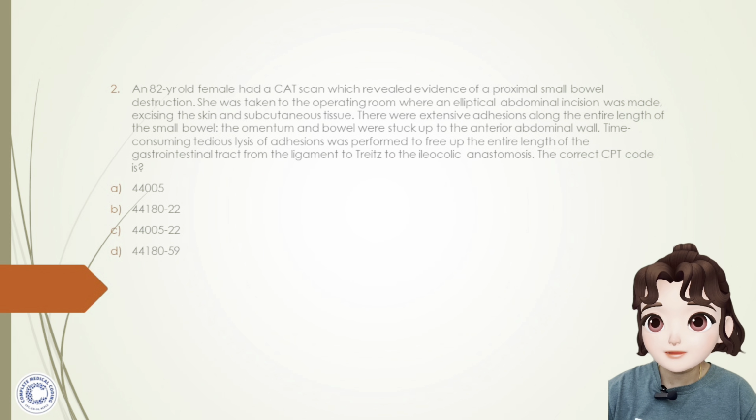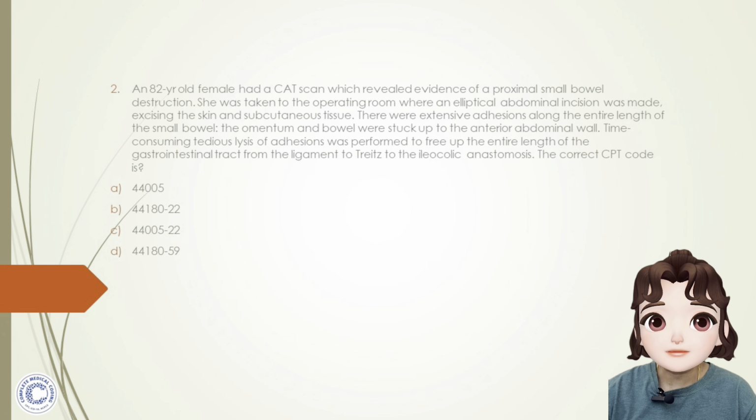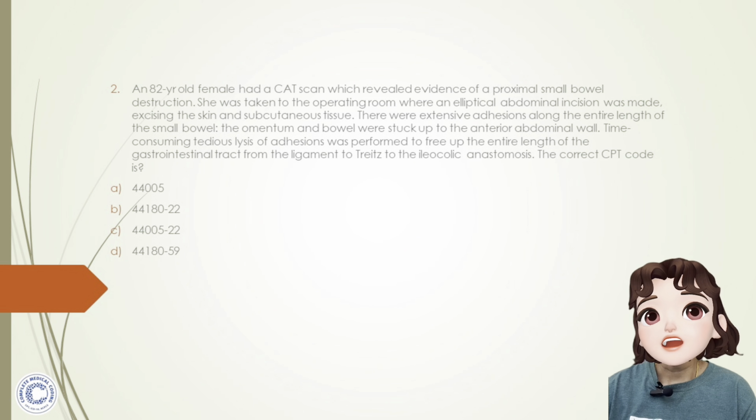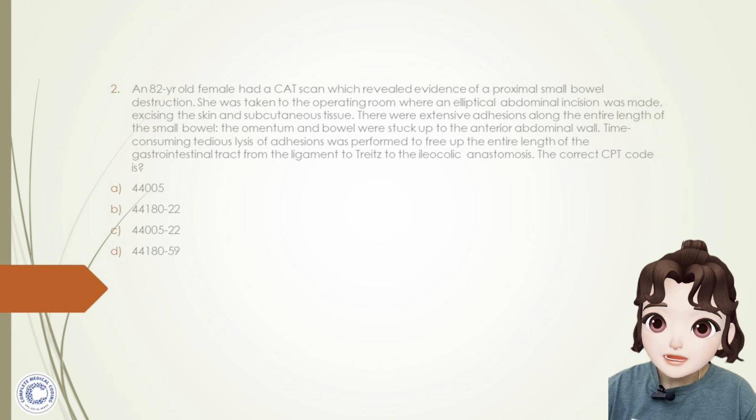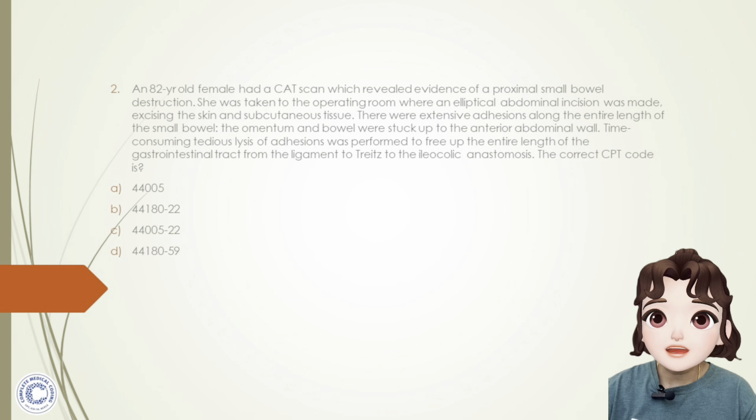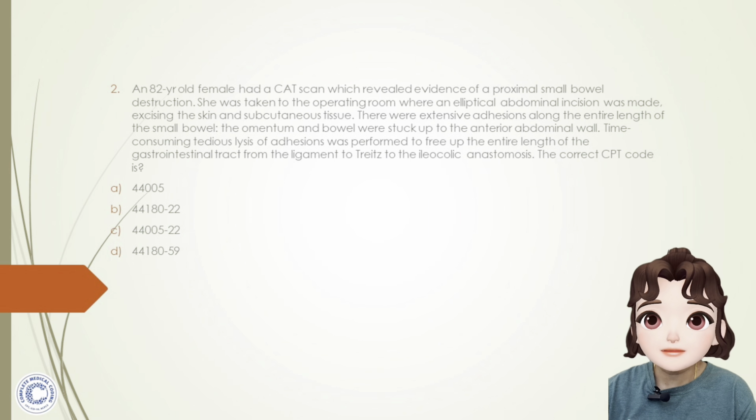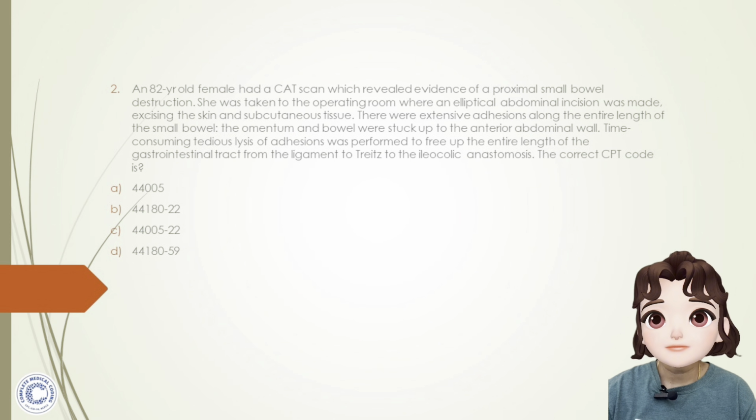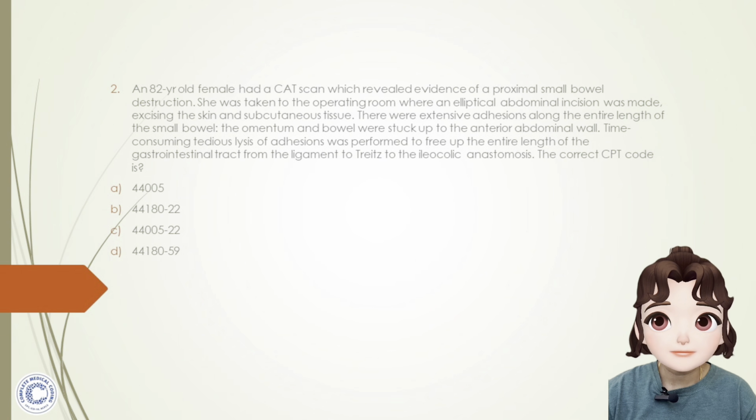The correct CPT code is option A 44005, option B 44180 with modifier 22, option C 44005 with modifier 22, and option D 44180 with modifier 59. Here, what is CAT scan? Computer aided tomography. Okay. So this female has undergone a CAT scan which shows proximal small bowel obstruction.